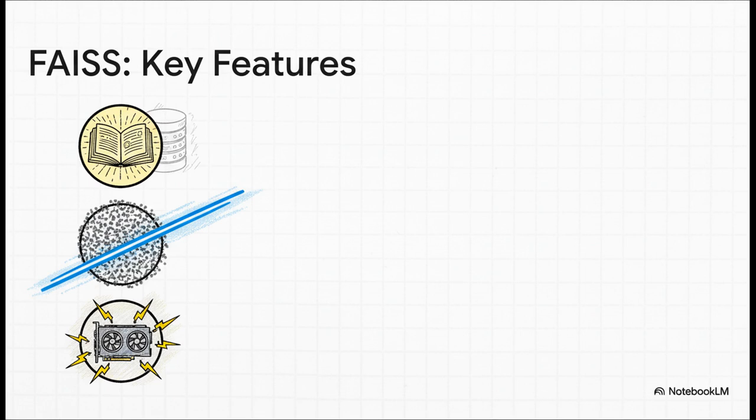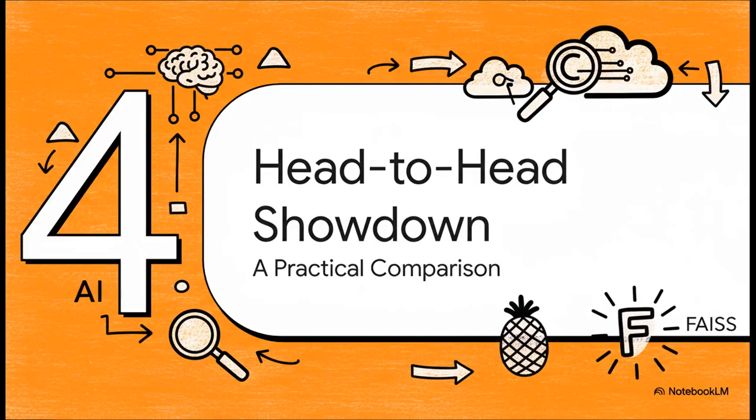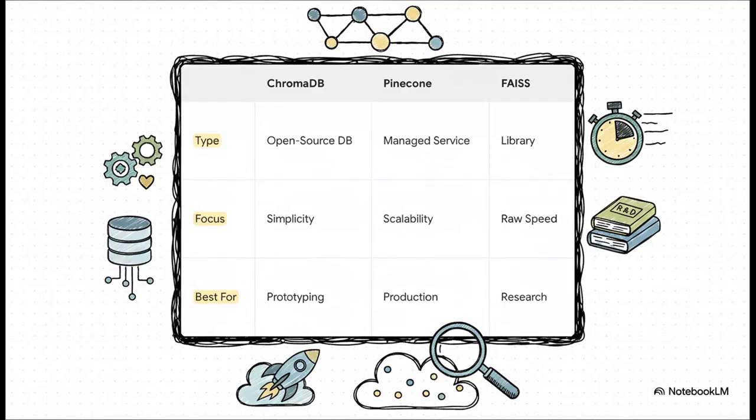It can use GPUs to search through billions, with a B, of vectors in a blink. It's the tool for experts who need every last drop of performance and are willing to build their own systems to get it. All right, time for the main event. Let's get these 3 in the ring, side by side, and see how they really compare on the things that matter most.